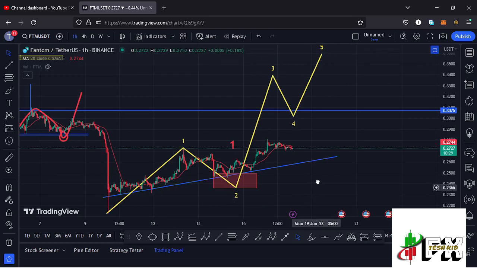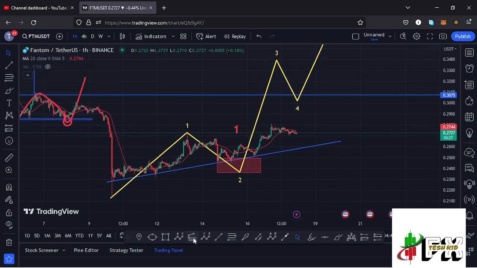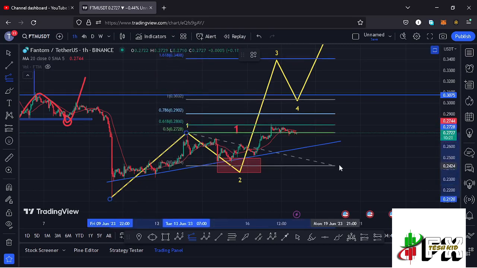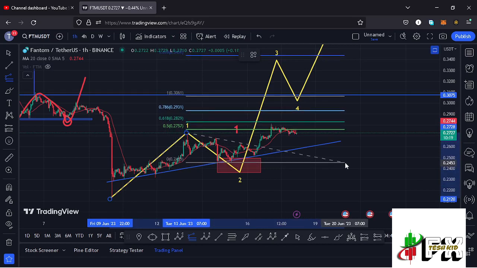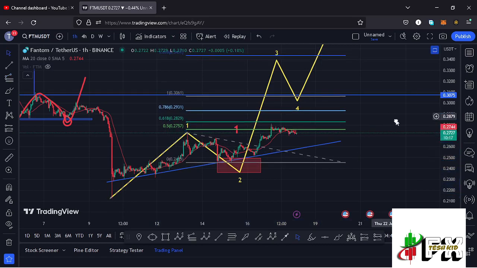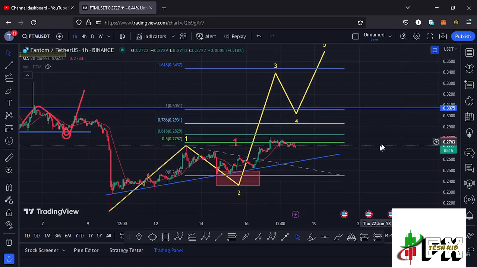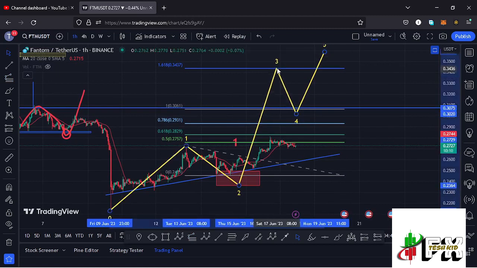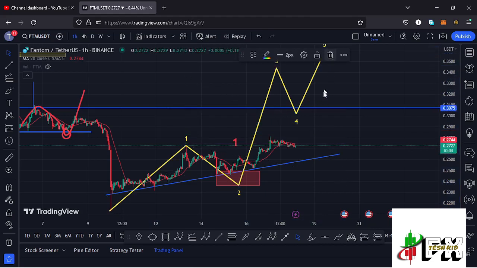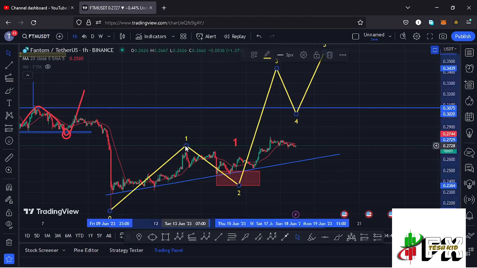And using the trend-based Fibonacci, connecting it from the low of the first wave to the high of that wave 1, then dragging the fibs to the low of the second wave, that now gives me a minimum target area in the formation of that wave 3 at the fib level 1.618, and that is at around the $0.3437 mark.